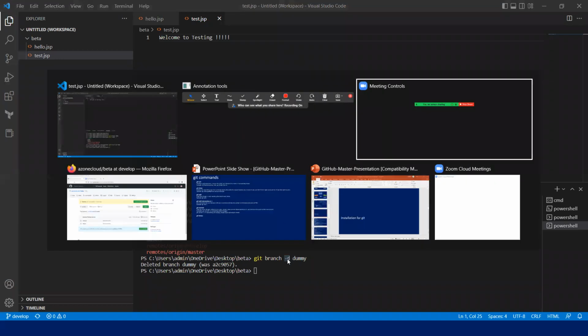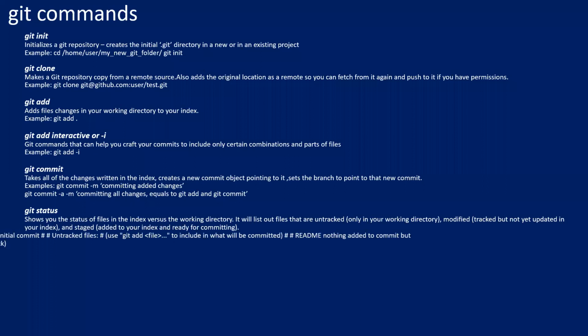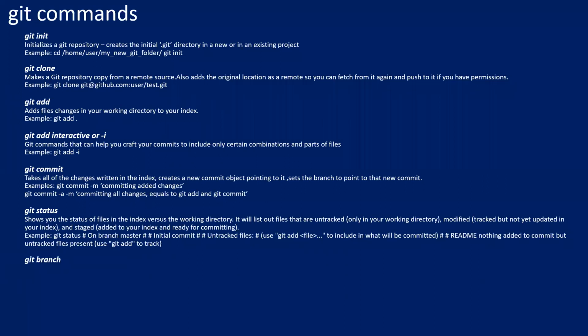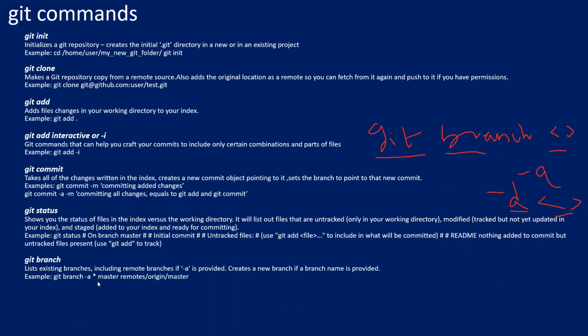Participants, are we good, everyone? Hello? Kumar, does -a mean to create? -a means list all. Okay. Then what shortcut do you use to create a branch? Git branch, name of the branch. To list, -a. To delete, -d, name of the branch. So git branch -a will list all your branches.